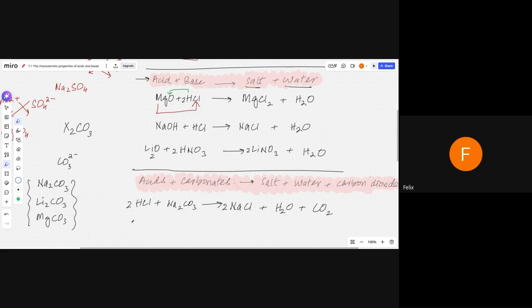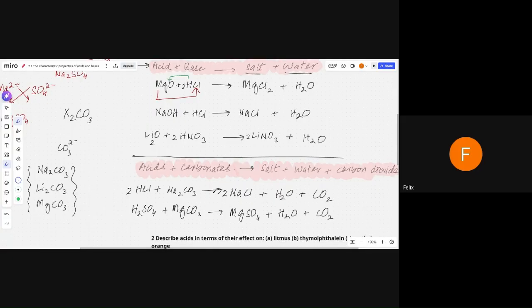So again, if it's H2SO4, sulfuric acid, with a metal carbonate. Let's take another one this time. Let's take magnesium carbonate this time. So the salt formed will be magnesium sulfate, MgSO4, and this will be water, H2O, plus CO2, right? And to balance this equation, I think the equation is already balanced. Yeah. So this is how it works.